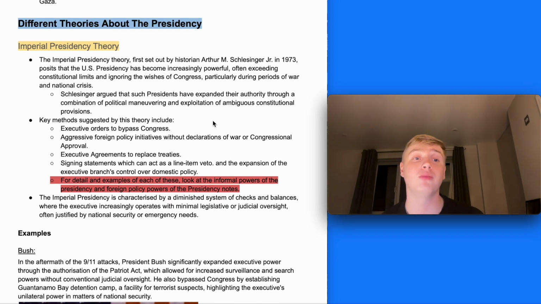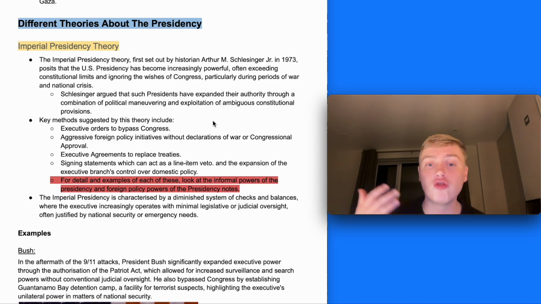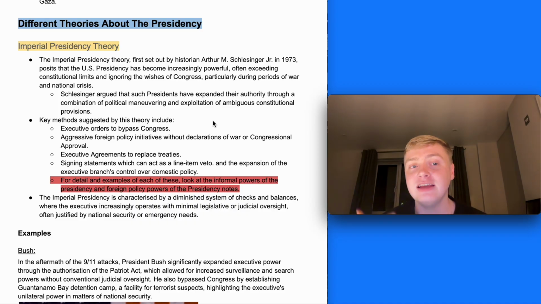The first important one is the Imperial Presidency theory, which was first set out by Arthur Schlesinger in 1971, and it posits that the US presidency has become increasingly powerful, often exceeding constitutional limits and ignoring the wishes of Congress, particularly during periods of war and national crisis.